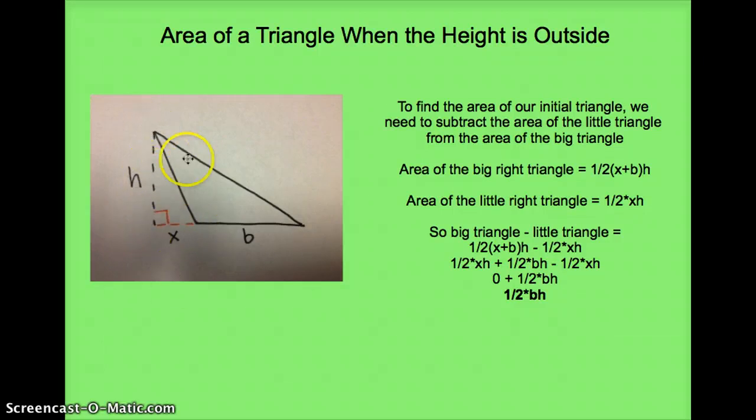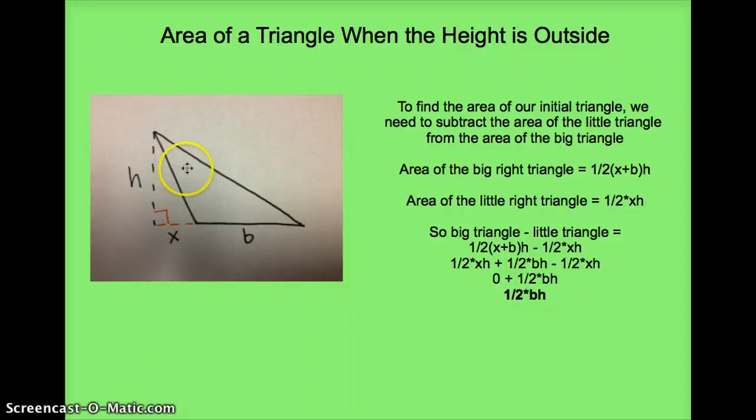And we have this big right triangle where the height is again H, but now our base is X plus B. To find the area of our initial triangle, this black one, the solid black line, we need to subtract the area of the little triangle from the area of the big triangle. Because we have two right triangles, we know that the height is now a side of our two right triangles. So we know that the formula to find this area is 1/2 base times height.